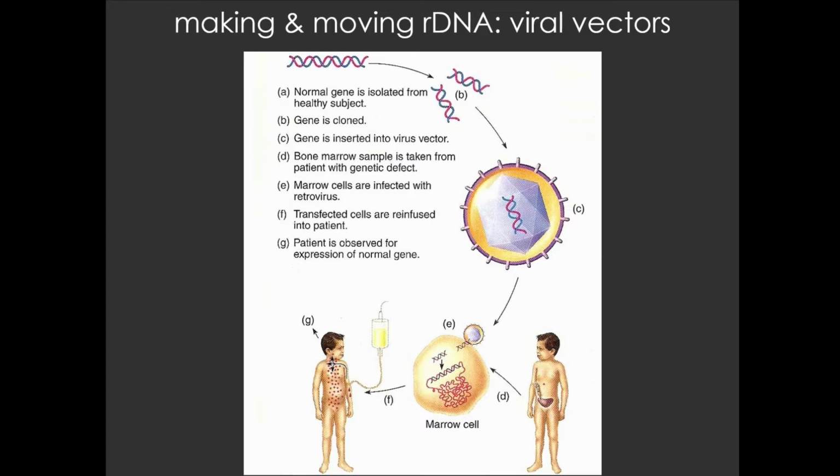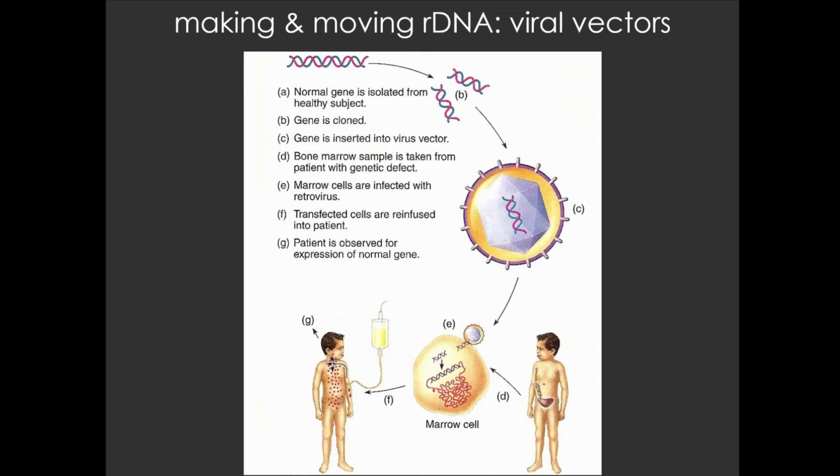caused by one recessive gene, which is terrible. But the upside to it is that replacement of that one recessive gene with a dominant one that can mask it will restore this person's immune system.